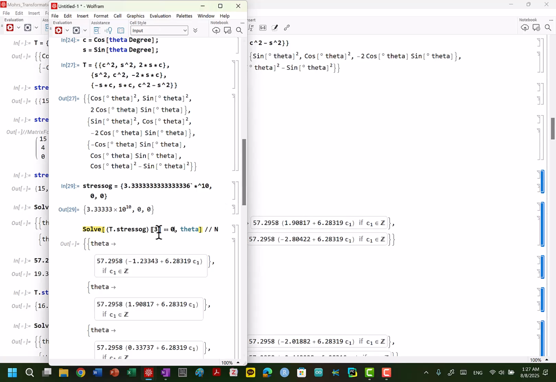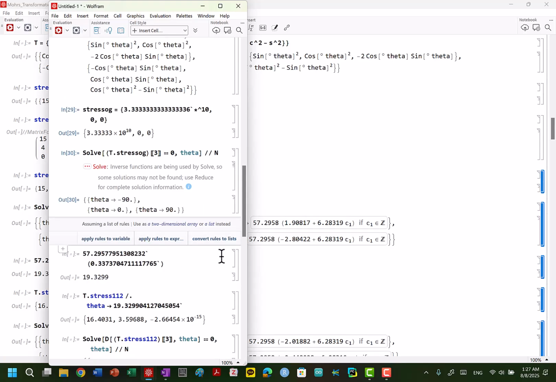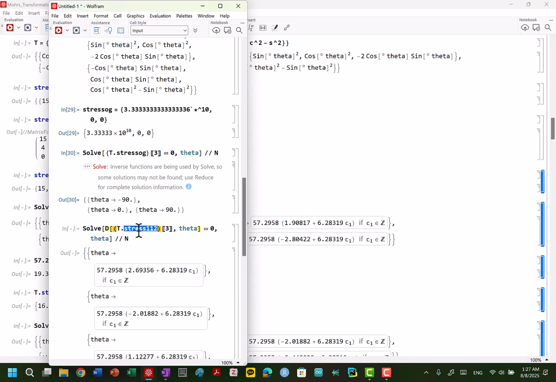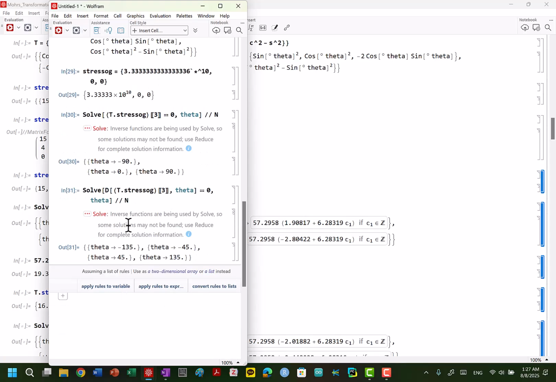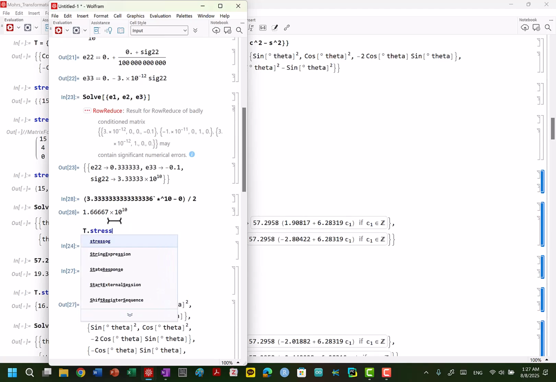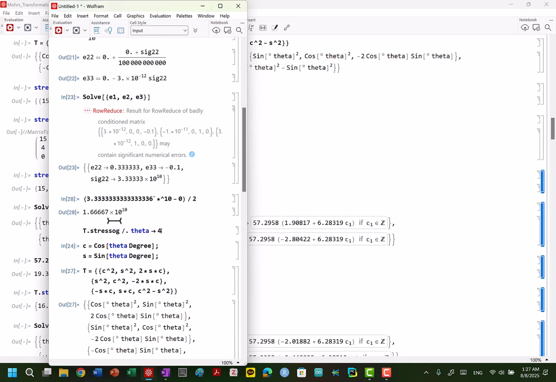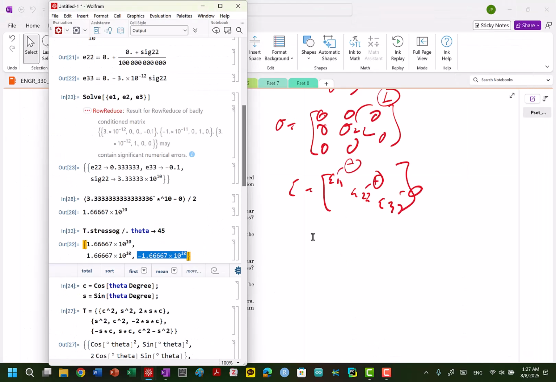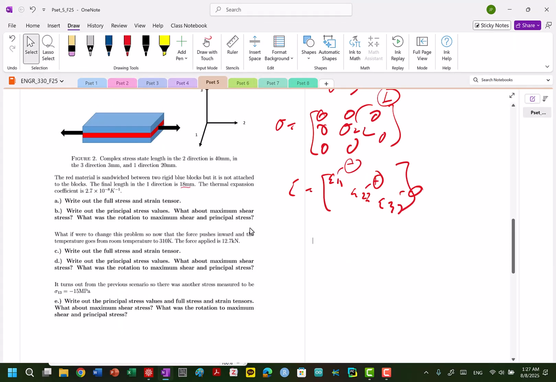So what's the rotation to principal stress? 0. Great. What about the rotation to maximum shear, which is the derivative of stress OG? And we see that it's 45. And if we actually do that, take, for example, T dot stress OG slash dot theta goes to 45. And we indeed see, look at this value right here. That's our center. And then actually our shear stress value would be this. Positive or negative, doesn't matter, just depends on rotation. Fantastic.